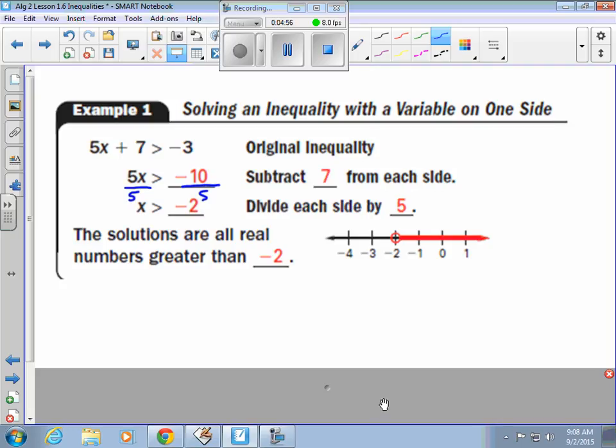And notice it's an open bubble, and it's shading everything to the right. When you get to the next math class, you'll stop seeing the open and closed bubble stuff for the most part. Just want to give y'all a heads up on it. You'll see something that looks like this. An open bubble will show a parentheses and everything that way. So if you see that, don't freak out. That just means don't count the number, -2. If it were to count the number, it would be a bracket instead of a parentheses.